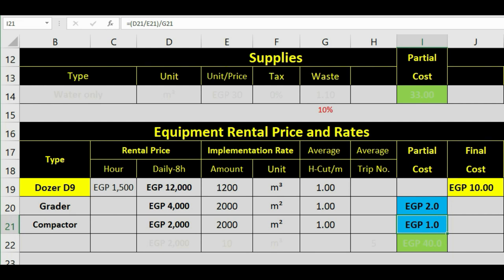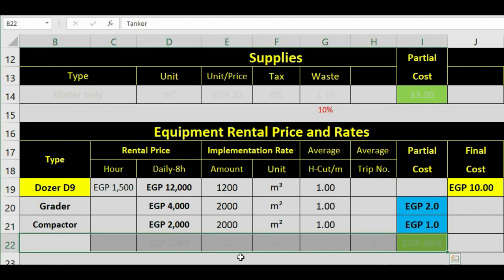For your information, if the average implementation rate of the grader is 2,000 square meters in a dry condition of the soil, this rate will increase by 50% if the material layer is already pre-mixed with water, since we have saved the grader mixing time.